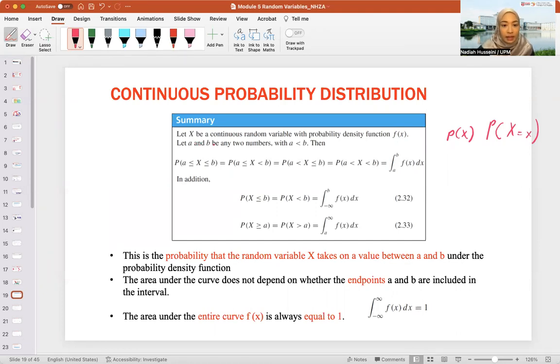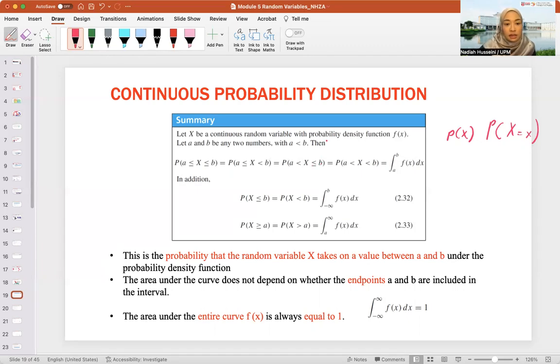Okay, let A and B be two numbers where A is less than B. Then the probability of your random variable X being greater than or equal to A, or less than or equal to B, is also equal to the probability of X being greater than or equal to A and less than B, or it is also equal to the probability of X being greater than A and less than or equal to B.